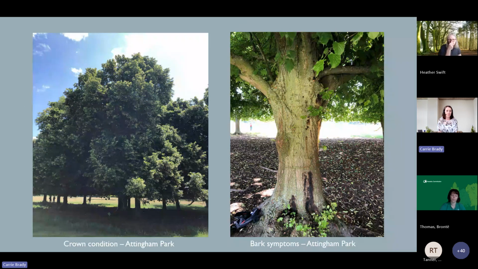And what we quickly came to realize is that the general health of the tree didn't always correlate with the severity of the cankers. So you can see here, this is at Attingham Park. This is one of the trees that has a canker, and you can see it's got a lovely, healthy and full crown. But if you look at the cankers on its trunk, they're quite large, they're quite severe, and they're moving up the tree as well.